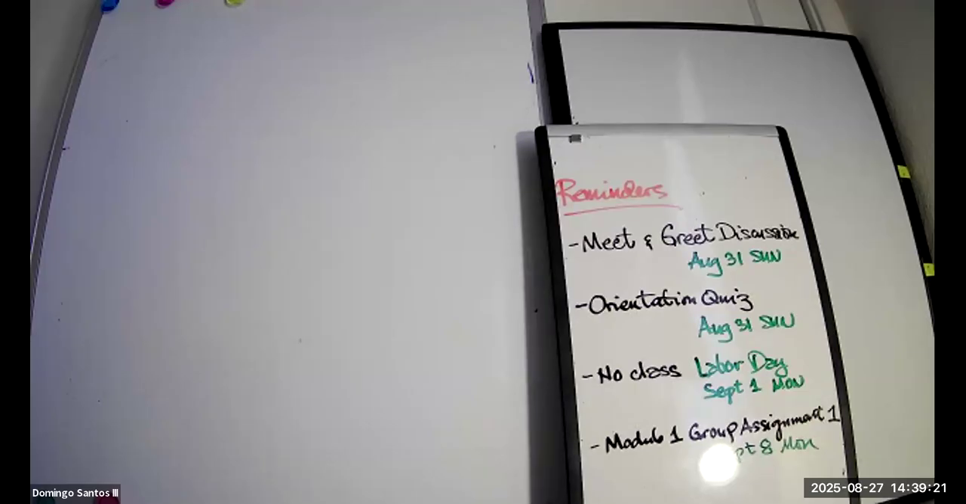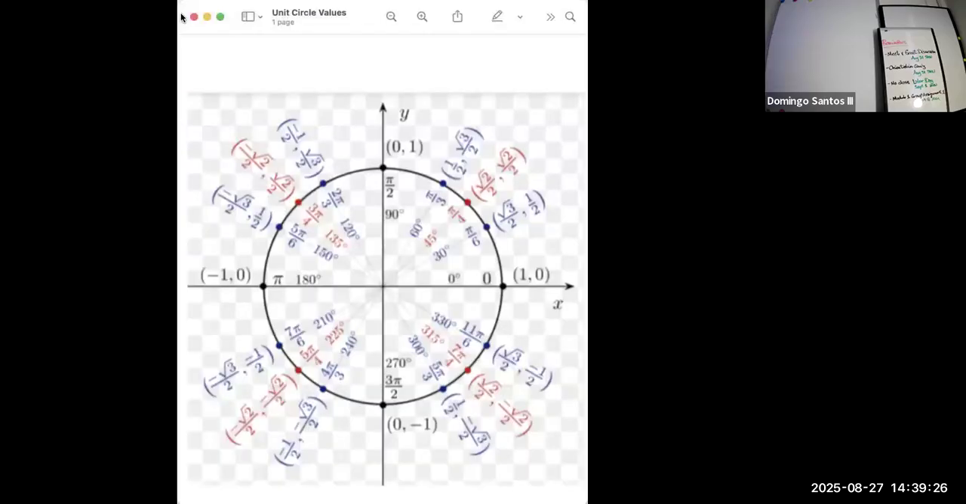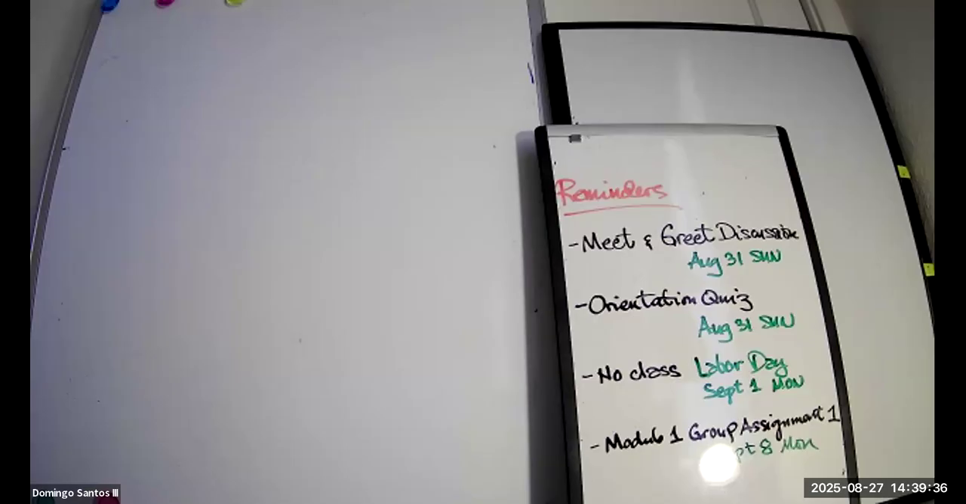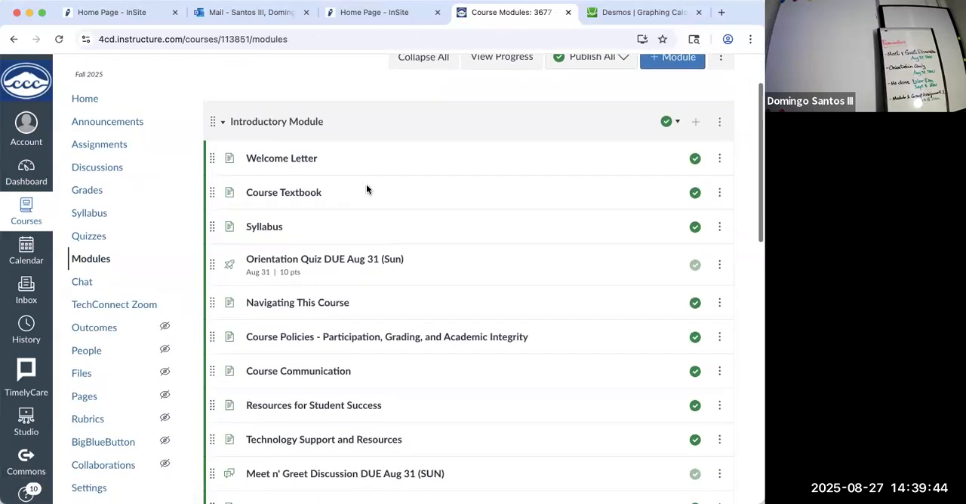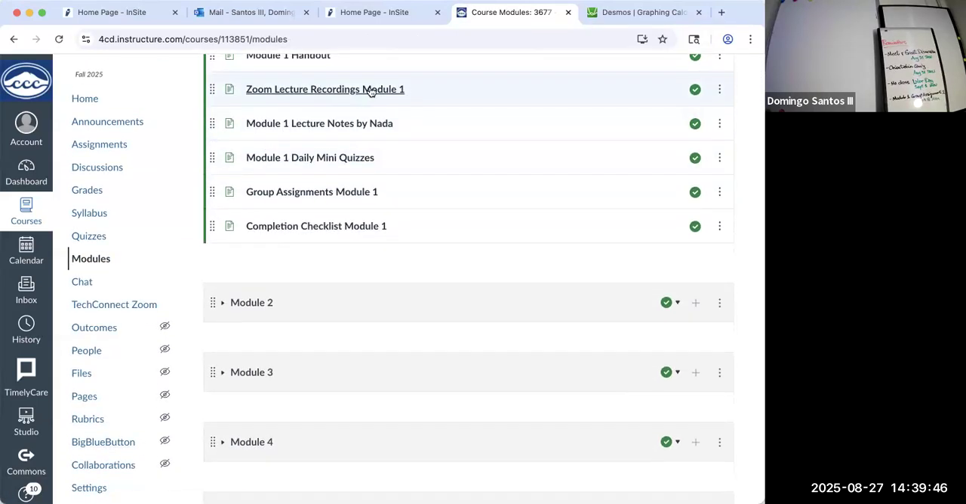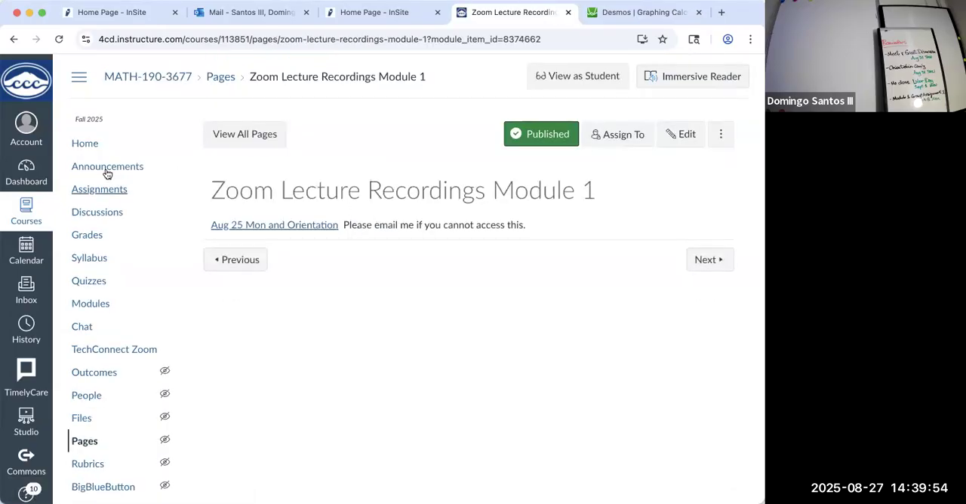It's actually this one. I'll show it to you. This one, because we'll be using this. It's like a cheat sheet, surely. So you won't have a hard time getting the trig values because you'll be reviewing trigonometry in a while. And also a great resource would be, if you go to the module, the Zoom lecture recording. If you miss some recordings or lectures, just go here and you should be able to access the recordings.